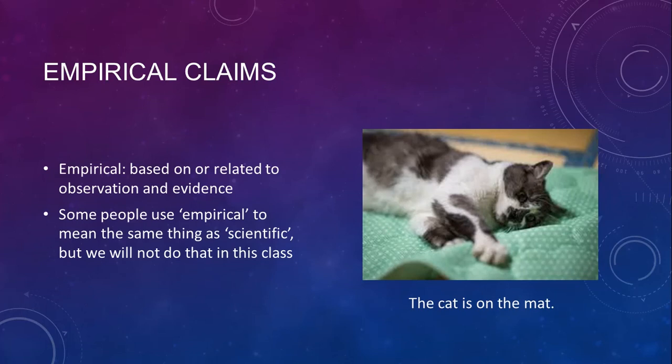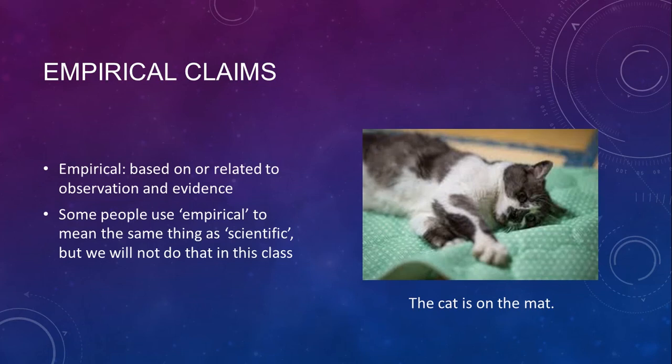So, empirical claims. These are one of the 3 kinds of claims that we're going to be looking at today, and they are true based on some facts of the matter. To be empirical is to be based on or related to observations or evidence. That's what the word empirical means in this context. You've probably also heard it as the same thing as scientific. So you say it's an empirical fact. What they mean is that it's a product of a scientific research project. But that's not what we're going to mean in this class.